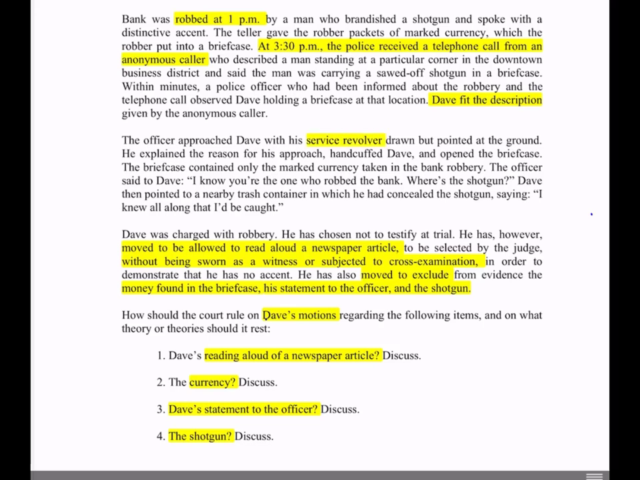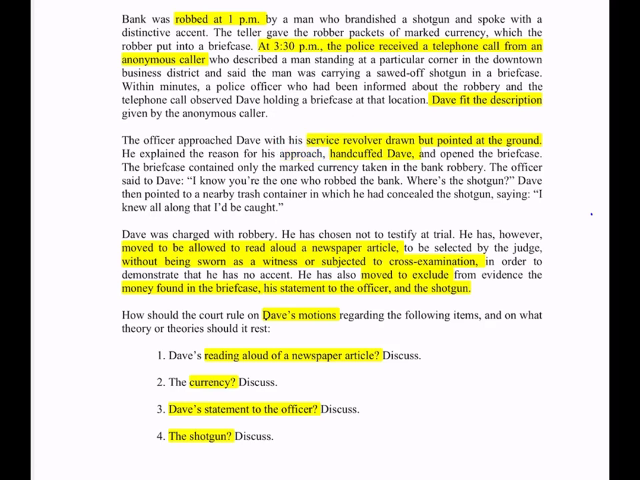Okay. The officer approached Dave with his service revolver drawn but pointed at the ground. Analyze whether he's in custody at that moment. He explained the reason for his approach, handcuffed Dave, now he's in custody, and opened the briefcase.